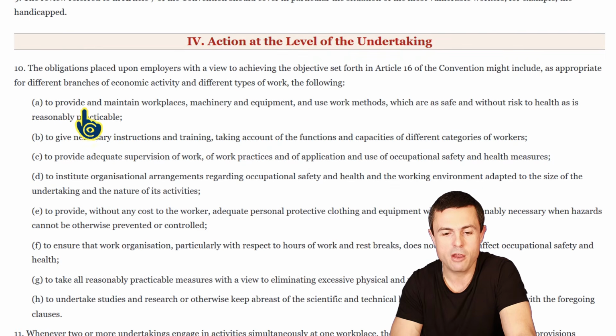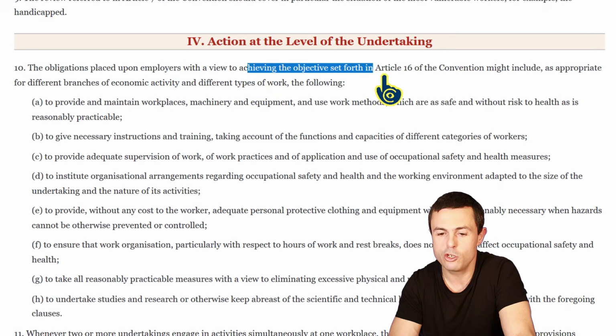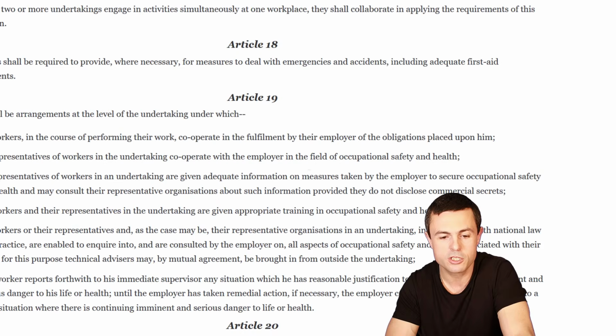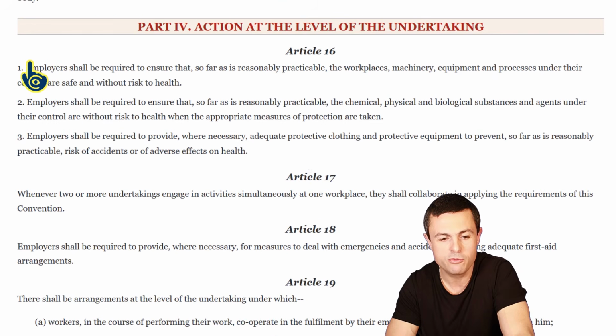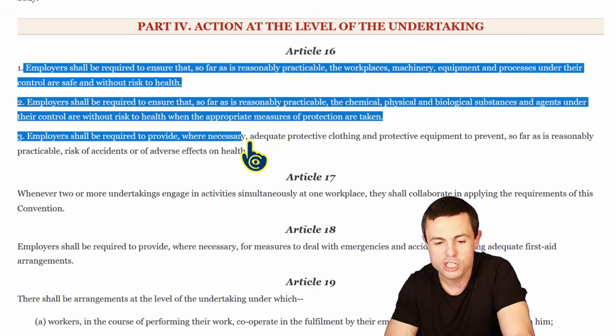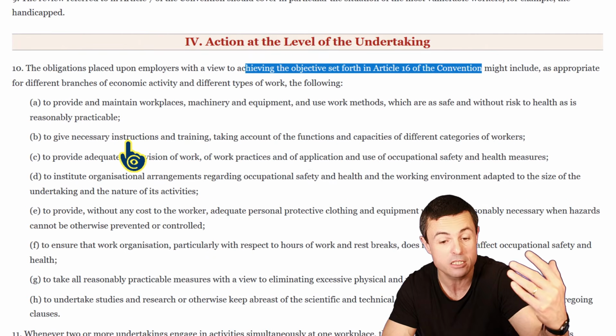And so we've got various obligations placed on employers with a view to achieving the objectives set forth in Article 16 of the Convention. What was Article 16? Go back up there. It was these 3 things. So it's recommendations to implement these objectives. So that's just an objective. How do you complete the objective though? Well, by doing these things.